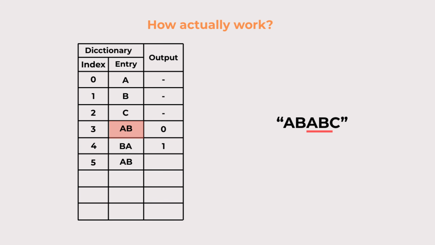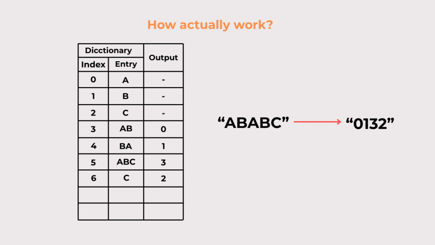Now we encounter AB again. This time, it's already in the dictionary. So instead of 2 separate codes for A and B, we output its new code 3. We also add ABC to the dictionary for possible future repeats. So after compression, the text ABABC becomes 0132. That's where the real compression happens, when repeated patterns get replaced by a single code.